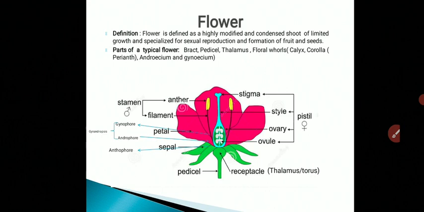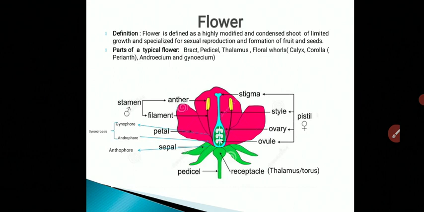Now, the flower is usually carried on a pedicel and may or may not be subtended by a reduced leaf known as a bract. The pedicel may sometimes carry small bracteoles. If present, usually two in dicot, one in monocot. So we can define a flower as a highly modified and condensed shoot of limited growth, specialized for sexual reproduction and formation of fruit and seeds.